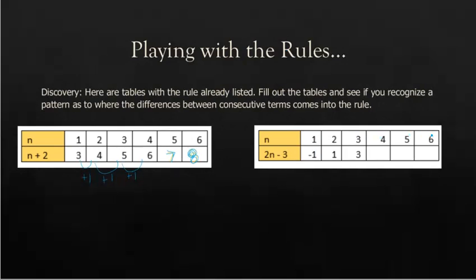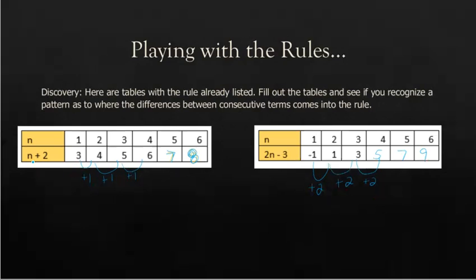Okay, so again, our n's are at the top. That's just our term number, so we're just counting up there. But our sequence starts with -1, and then it goes to +1, and then +3. So it looks to me like we're adding +2. So from 3 plus 2 would be 5, and then 7, and then 9.